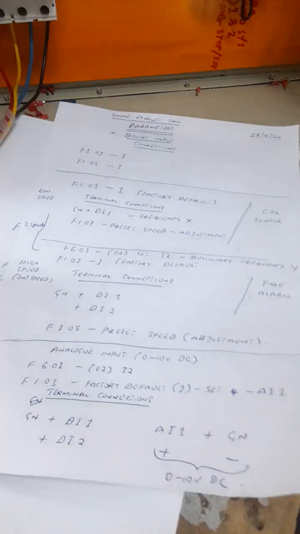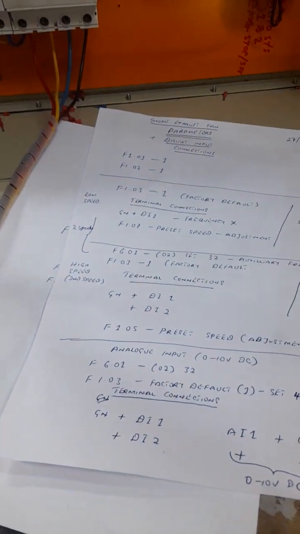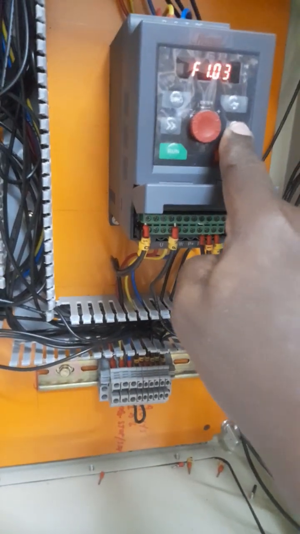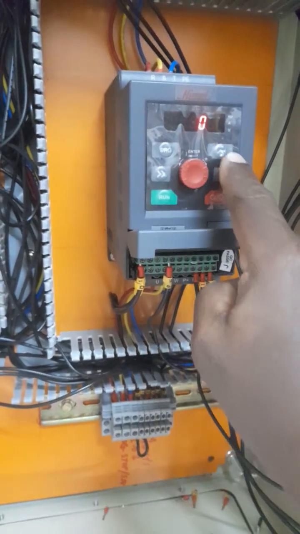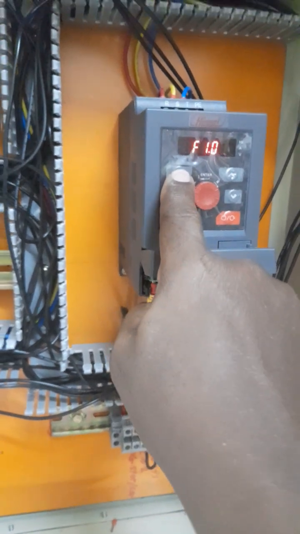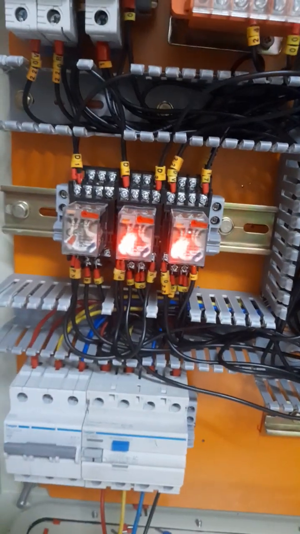But now I don't want to run the preset speed. I want the analog input 0 to 10 volts. So I go to F1.03 and I set it to 4, and I exit. Now if I try to run my VFD, you see relay number 2 is energized, but the frequency is remaining at 0.